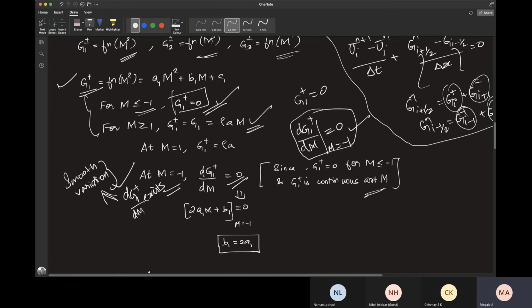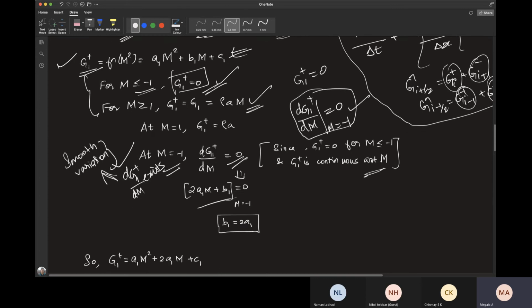So now from this condition you derive. We assume the form of G1 plus to be A1 m squared plus B1 m plus C1. You differentiate that G1 plus with respect to m, and you get this expression dG1 plus by dm. From this you put 2A1 m plus B1 equals 0, and if you substitute m equals -1, you get B1 equals 2A1. So this is one form, that is you obtained a relation between B1 and A1. So now what remains is C1.